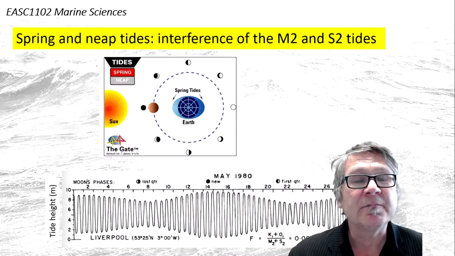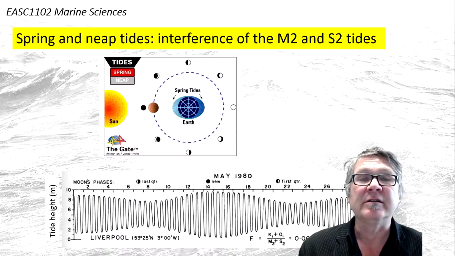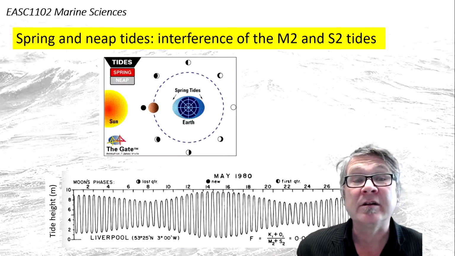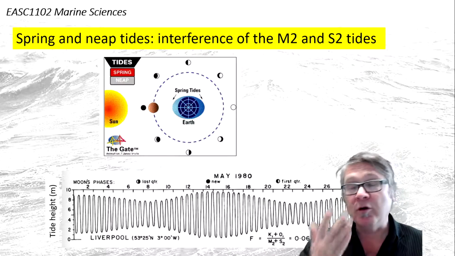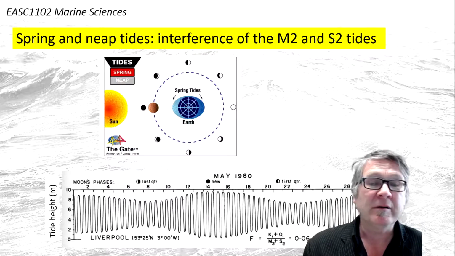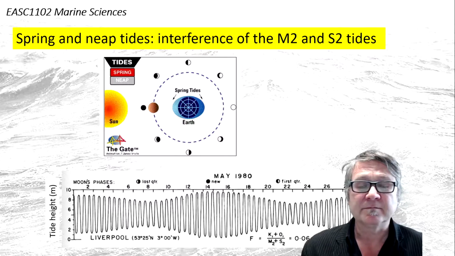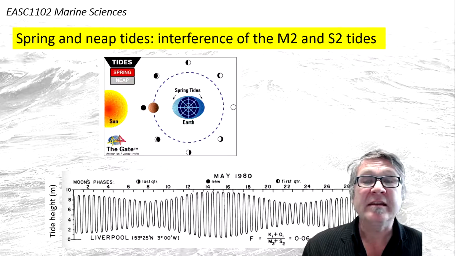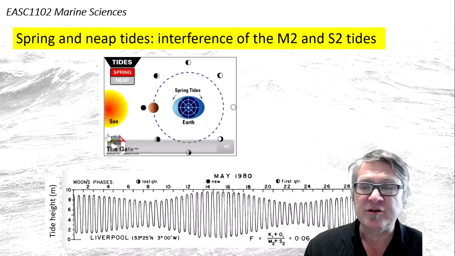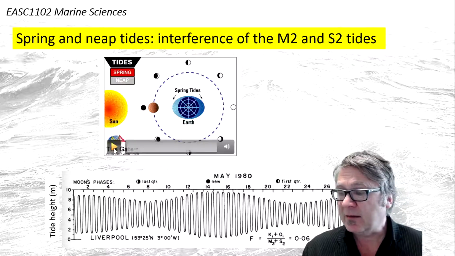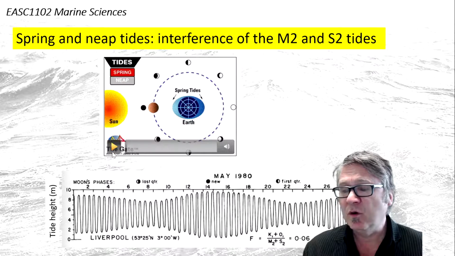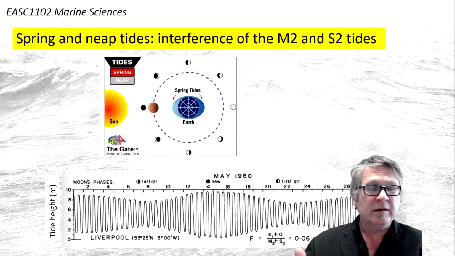At other times, the signals cancel out each other, partially cancel out each other. And this is what we call the spring-neap tide cycle. Spring and neap tide cycle. And there's a little attempt here to show you an animation. It's only to do with the situation.